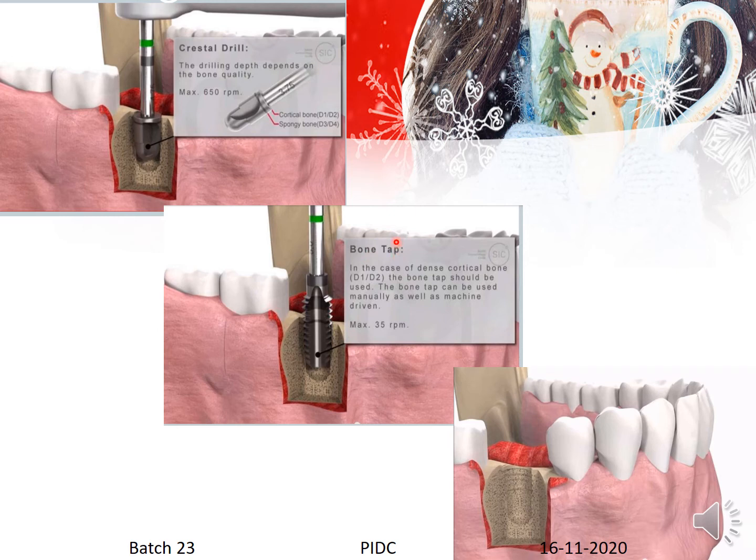Bone tapping helps in producing little threads on the bone surface. This is mainly to facilitate adaptation of the implant, which also has threads on it. The bone tap can be used manually, and a machine-driven one is also available. Followed by which you could see here that there are certain small threaded structures on your prepared implant site. This is to facilitate a proper and easier insertion of your implant.